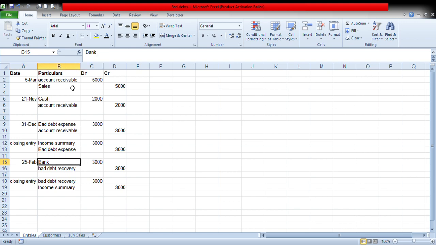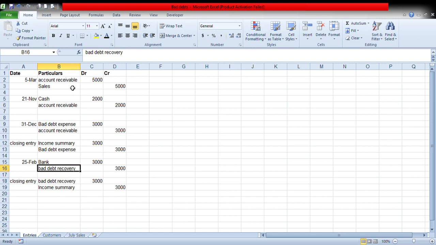So when I receive the cash, as you know, I can't cancel the expense because I already closed it on December 31st. So after 2 months, in February, I have to record it because I'm receiving: bank debit. It's clear, right? Bank debit. I'm receiving the money from the defaulted customers, 3000.